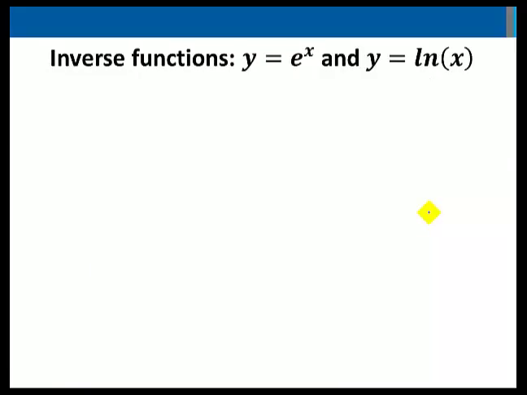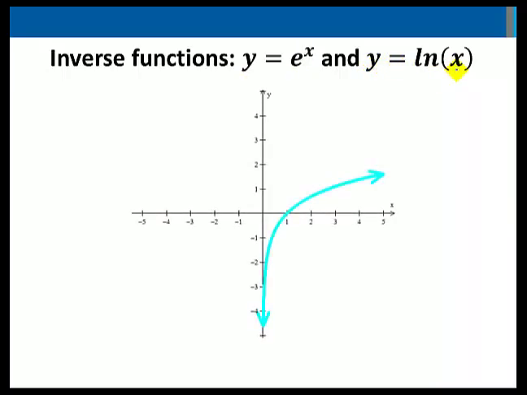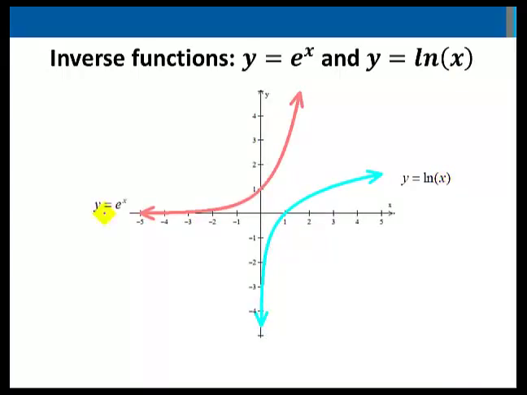Let's sketch the inverse functions y equals e to the x and y equals natural log of x. Here's y equals natural log of x. Here's y equals e to the x. And let's also sketch a graph of the line y equals x. Note that these graphs, y equals e to the x and y equals natural log of x, are reflections of each other about the line y equals x. Another confirmation that these are inverse functions.